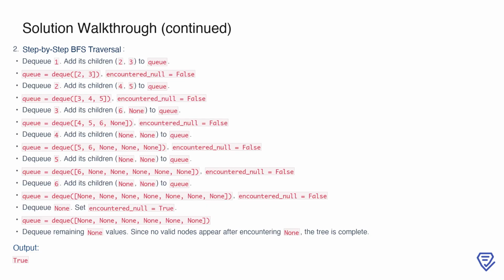As we proceed, we dequeue node 4 and add its children, both of which are none. The queue grows with additional none values, but these are expected for a complete binary tree. Similarly, we dequeue node 5 and add its none children, further filling the queue with none values. Finally, we dequeue node 6, adding its none children to the queue. Now, when we dequeue the first none, we set encountered_null to true. From this point on, we only dequeue none values, and no valid nodes appear afterward. Since this condition holds true throughout, the tree is confirmed to be complete, and the output is true.